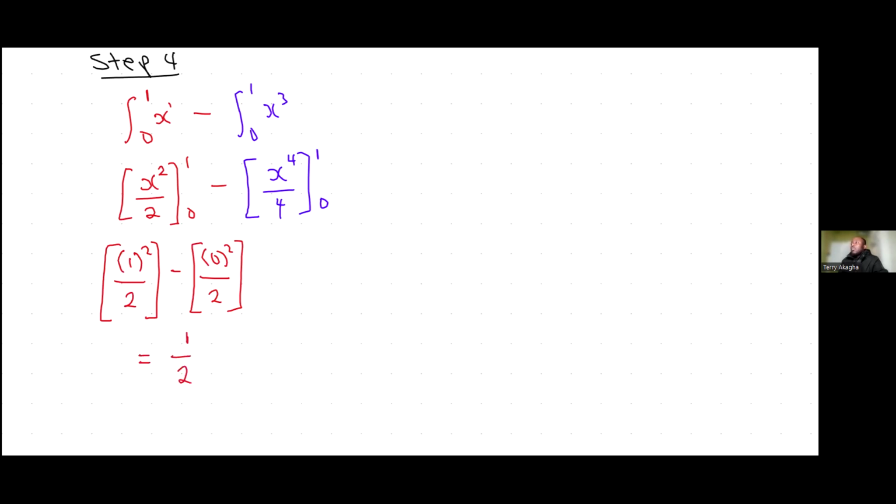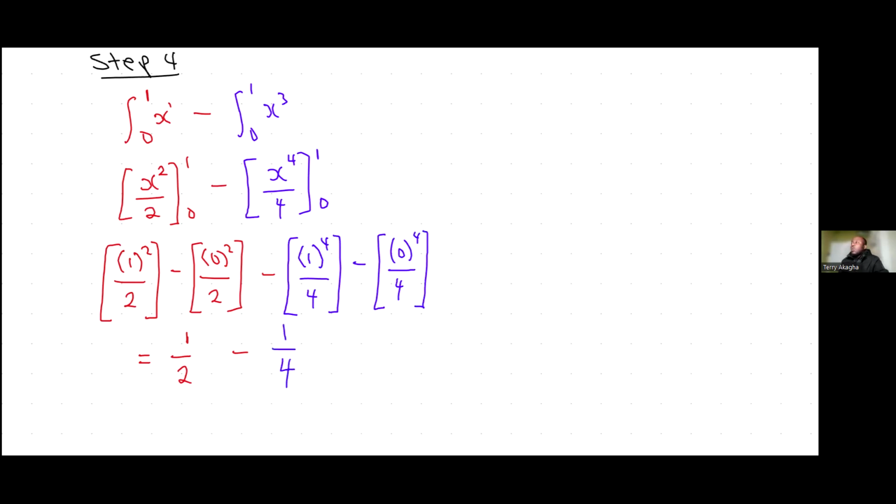Minus, minus. All right? So let's solve the purple one now. Same thing: you put in 1 and you get an answer, and you subtract when you put in 0. So it's going to give you 1 raised to the power 4 divided by 4 minus 0 raised to the power 4 divided by 4. When you press your calculator, this gives you 1 over 4.